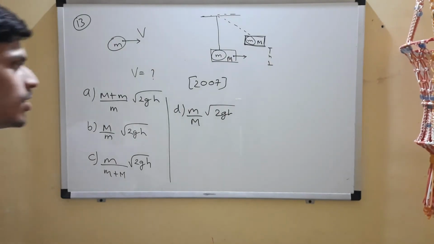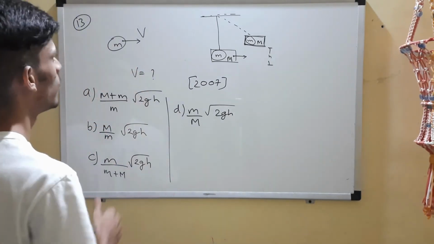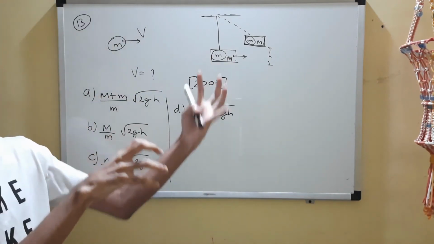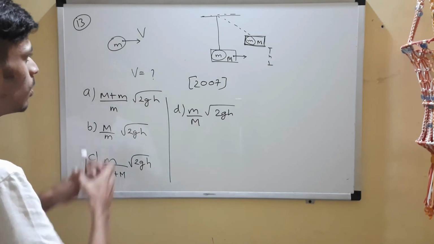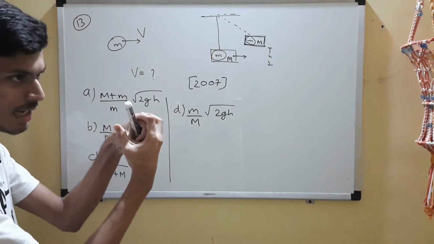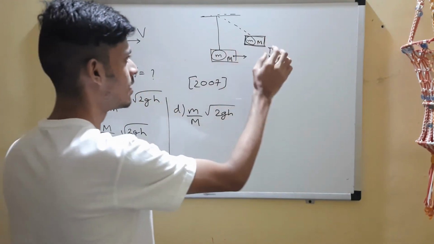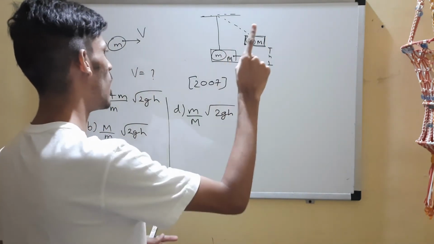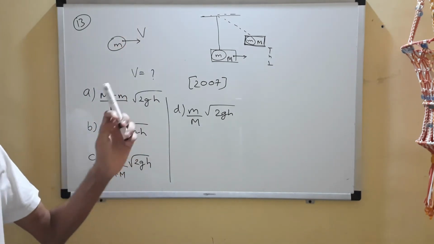Question 13 from 2007. In this question, you have a mass m which is moving with velocity v. This mass will strike a block of mass capital M which is hung from a ceiling with the help of a string. Once it strikes the mass capital M, it gets embedded into it. They move together as a system. This height h is the maximum height achieved by them. You are supposed to find v, the initial velocity with which the sphere began.